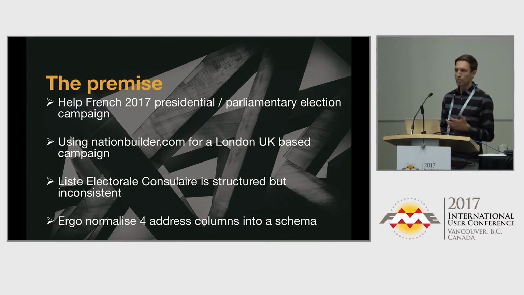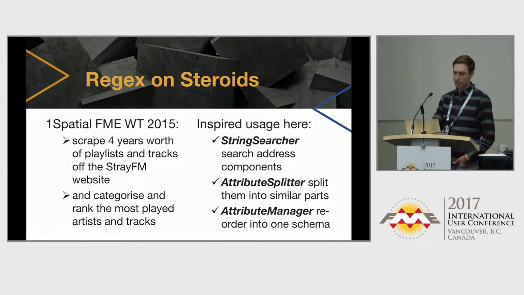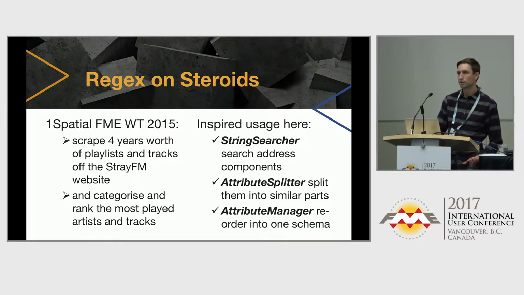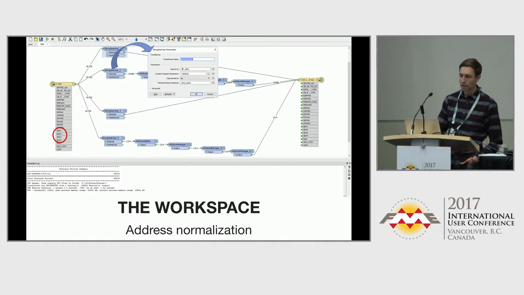So the problem was, how do you relate a specific data value to a schema column or name and associate that. So what we did here is we just used a few simple transformers: a string searcher, attribute splitter, and attribute manager. And based upon those things and using a regular expression, we were able to first find a key pattern within the data, within the strings themselves. So we found the postal code pattern in there, and then applied that to a pattern that we knew in the schema. So then we can shuffle everything into the right category.